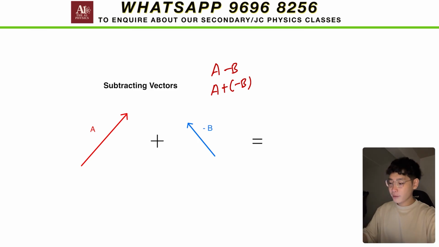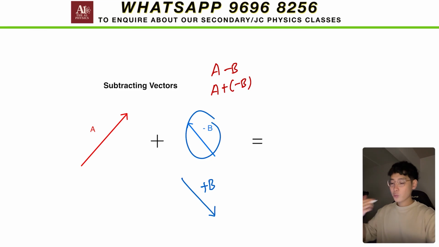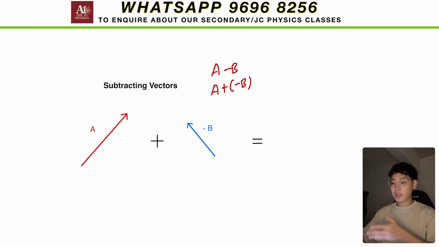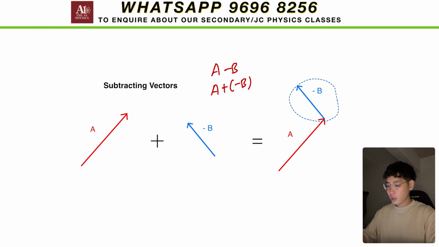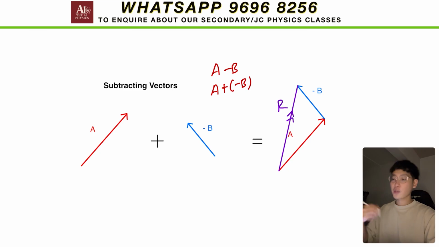And how do we find negative B? It's basically the inverse of B. So if positive B is this way, then negative B is just B flipped around the other way. So if we want to take A minus B, we first flip the positive B around to negative B, and then we add them together like normal vector addition. So now we just take A plus negative B, then we draw a line from the start to the end, and that gives us our resultant vector. So for subtracting vectors, just flip the vector around and add the negative version of the vector.